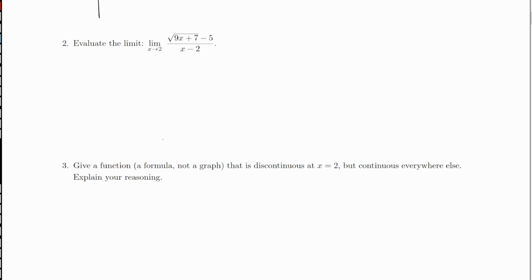Problem 2. Evaluate the limit as x approaches 2 of (root 9x plus 7 minus 5) over (x minus 2). If we try direct substitution, I can see that I'm going to get a 0 in the denominator. If we put in 2, 9 times 2 is 18, plus 7 is 25, square root of 25 is 5, so 5 minus 5 will get a 0 on the top also. So then what we can do instead is try to rationalize the numerator. So I'm going to multiply by the square root of 9x plus 7 plus 5 on top and bottom.